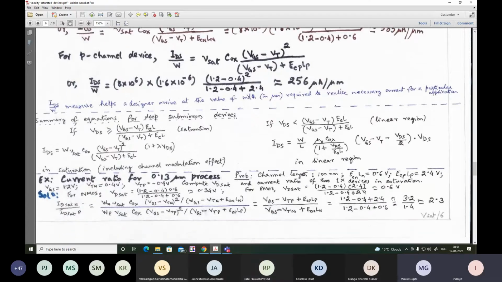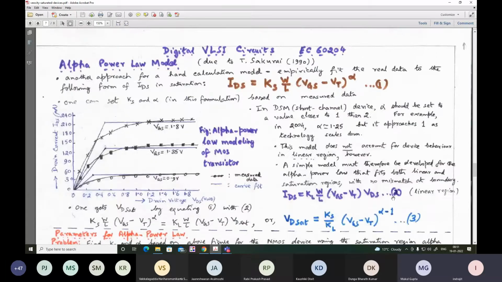So now let us see briefly another mechanism, the alpha power law model. It was invented by the Japanese scientist Sakurai in 1990. This is another approach, an empirical hand calculation model, to fit the real data to the following form of IDC saturation.